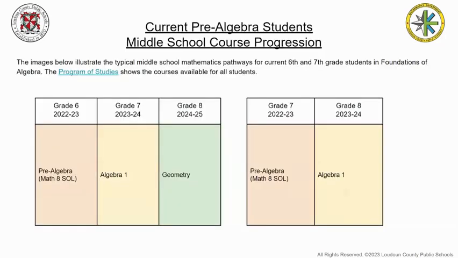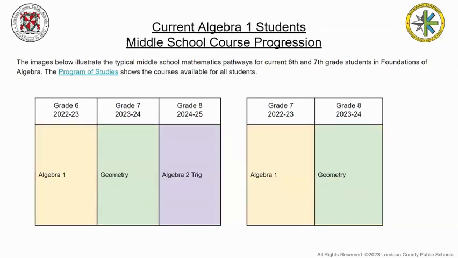All students enrolled in pre-algebra will receive a course recommendation for Algebra 1. This image shows a typical progression for current 6th graders in pre-algebra on the left and a typical progression for current 7th graders in pre-algebra on the right. Current 6th grade and 7th grade students enrolled in Algebra 1 will receive a course recommendation for geometry. This image shows a typical progression for current 6th graders in Algebra 1 on the left and a typical progression for current 7th graders in algebra on the right.